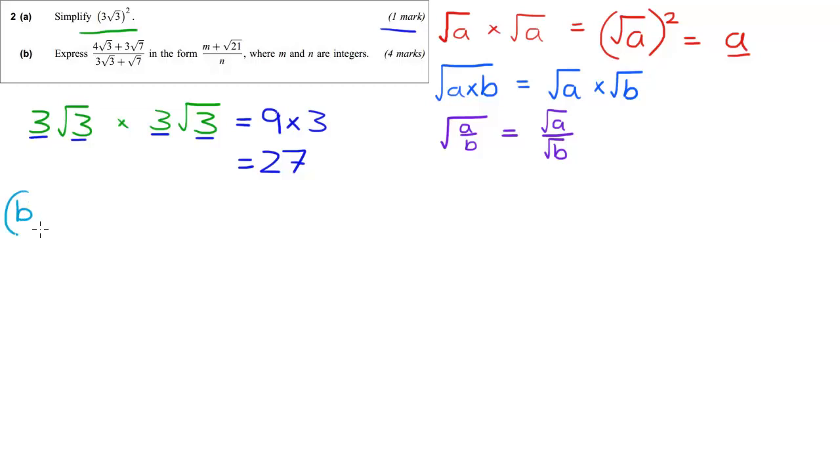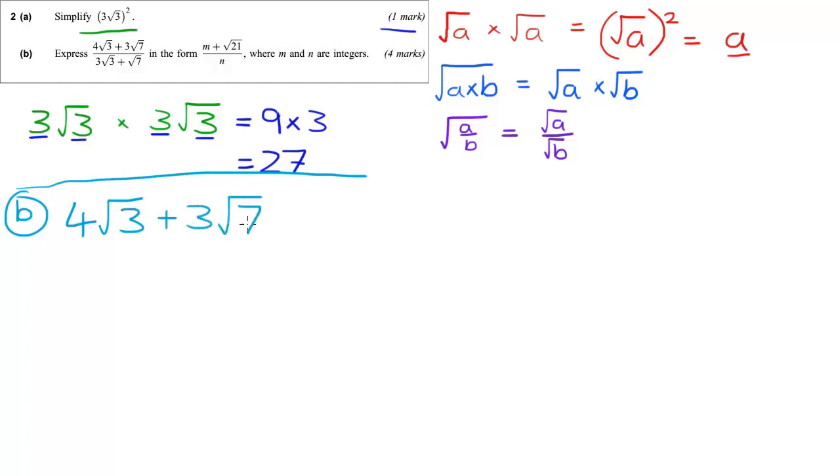So question B. There is a little trick to question B, which I'll come to in a second. But let me write it out first. 4 root 3 plus 3 root 7 over 3 root 3 plus root 7. So basically we want it in this form here. We want to eradicate the roots on the bottom.